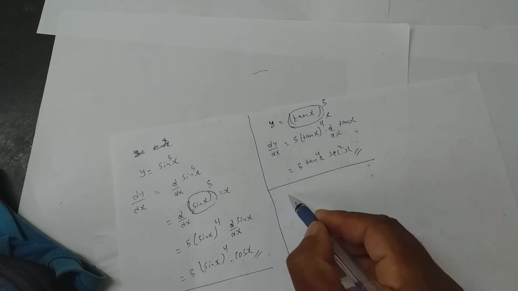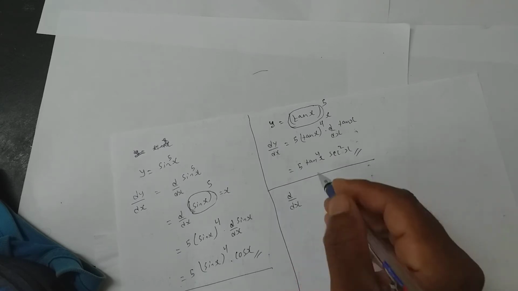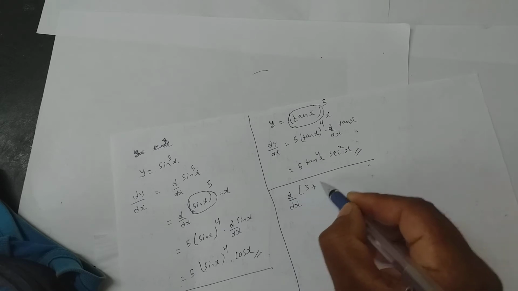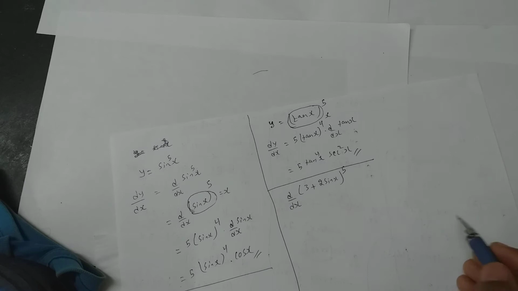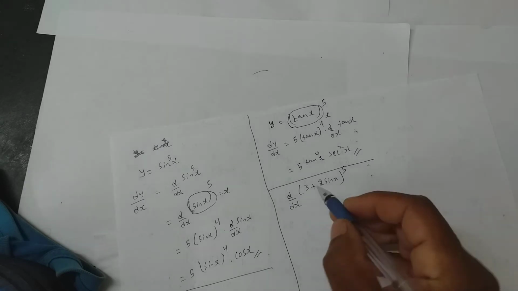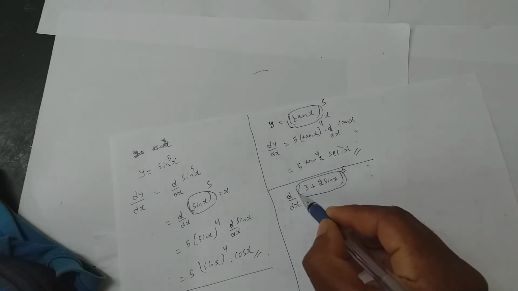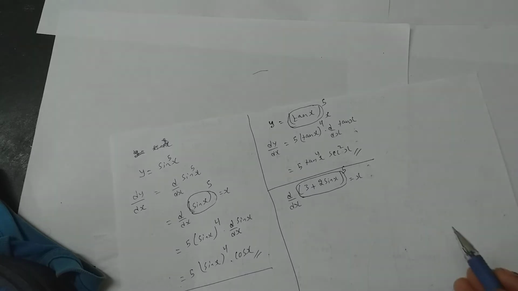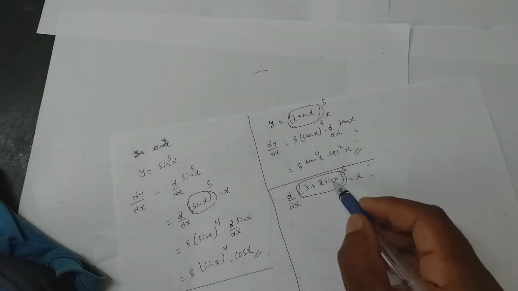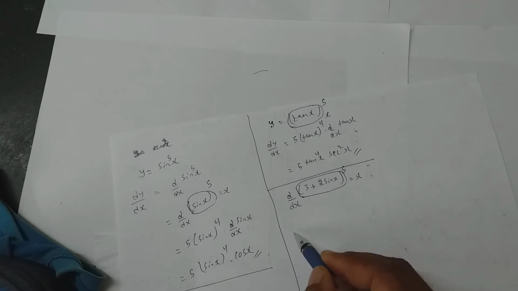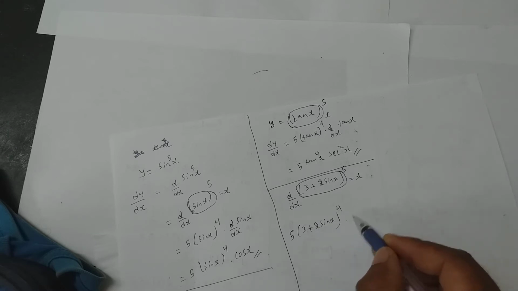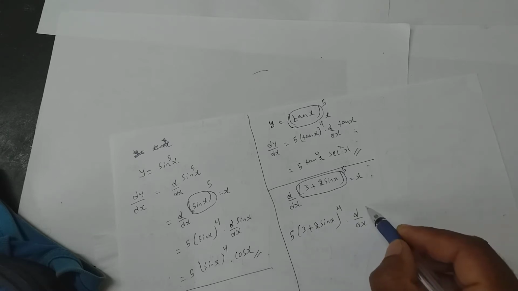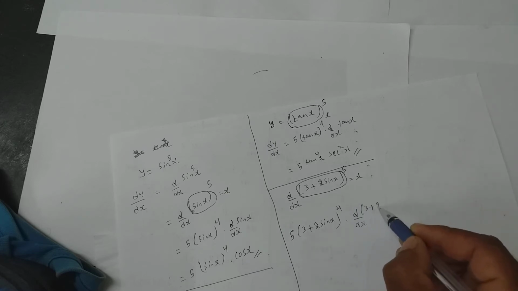Now if it is d by dx of (3 + 2 sin x)^5. Don't panic. It's the same. You will assume (3 + 2 sin x) to be x. So now it is of which form? X^5. So what is x^5 differentiation? 5 into x^4. So 5 into (3 + 2 sin x)^4 into d by dx of whatever you have assumed.